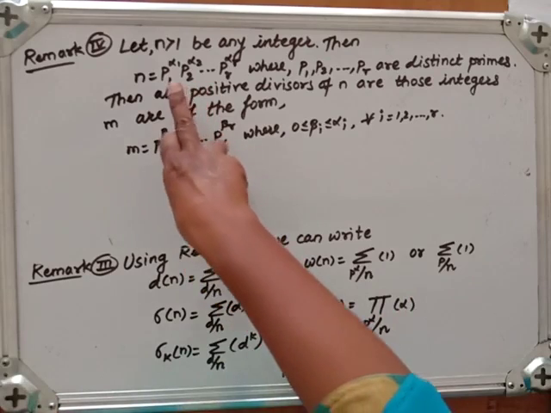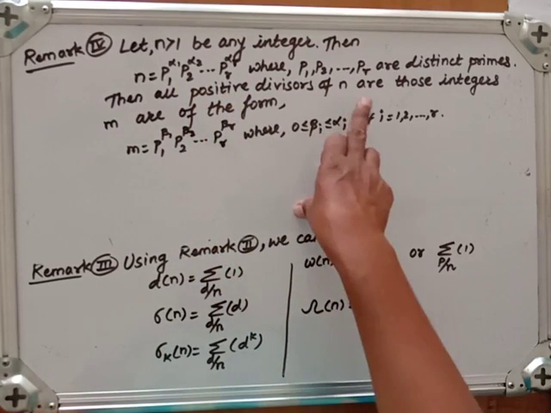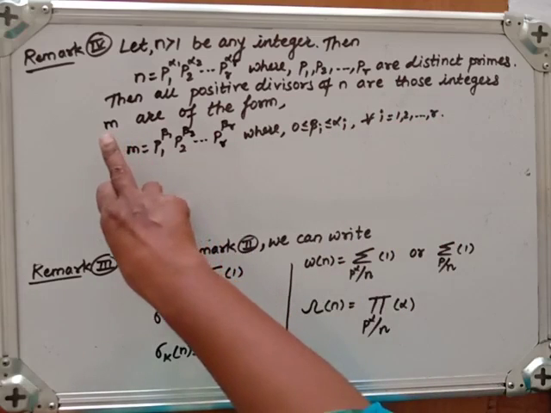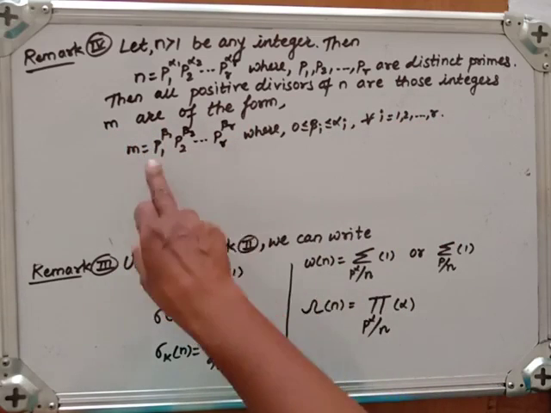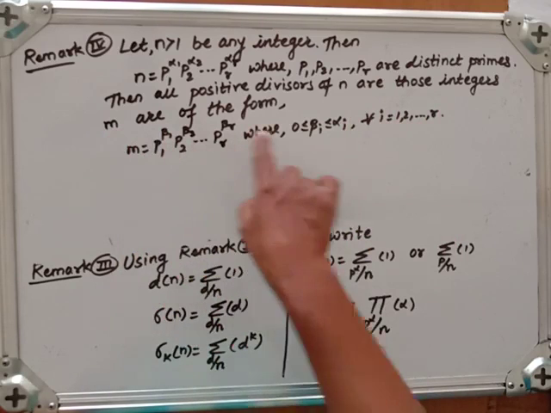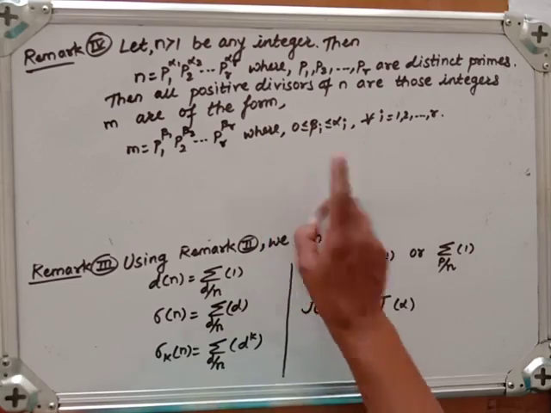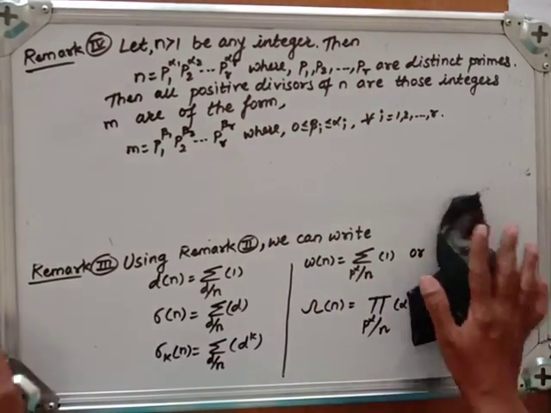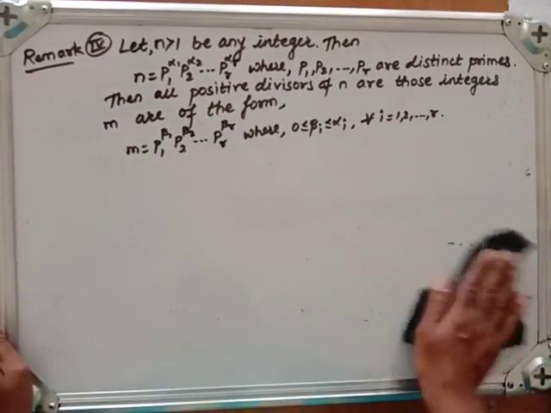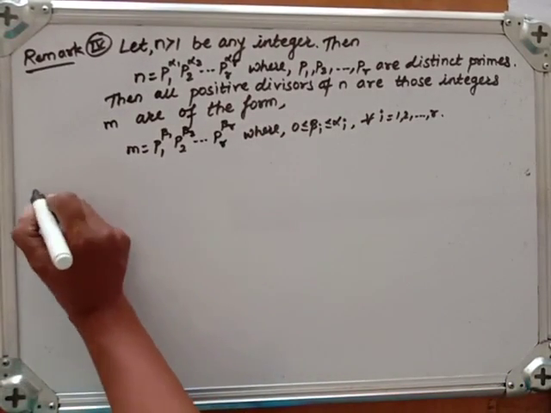Here n is written in its prime factorization. So positive divisors of n are those integers m again of the form of the prime factorization. Obviously here beta is less than or equal to alpha and greater than or equal to zero. Obviously this happens. Now let's see an example.